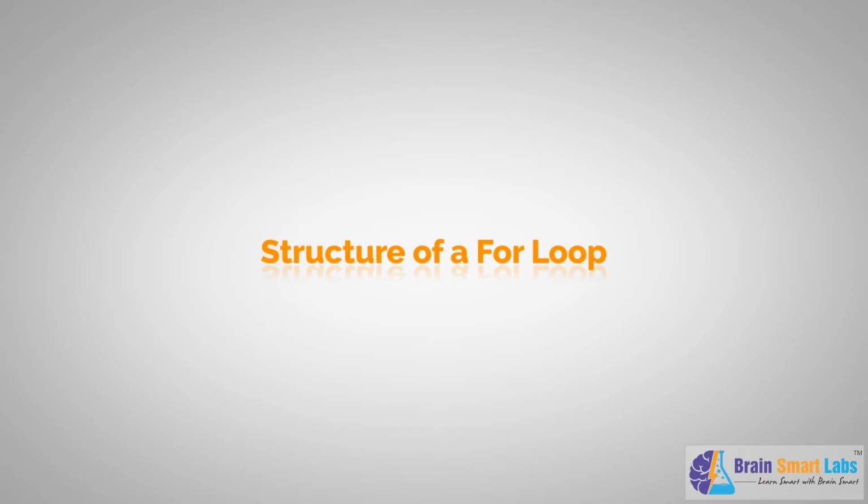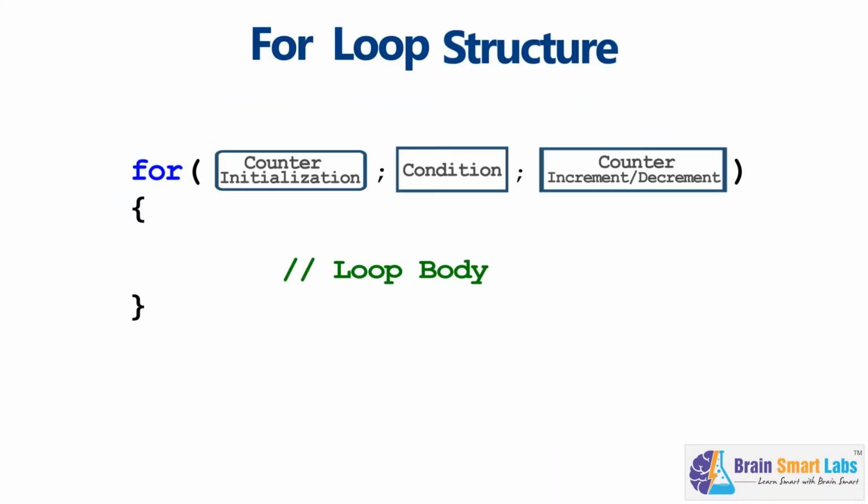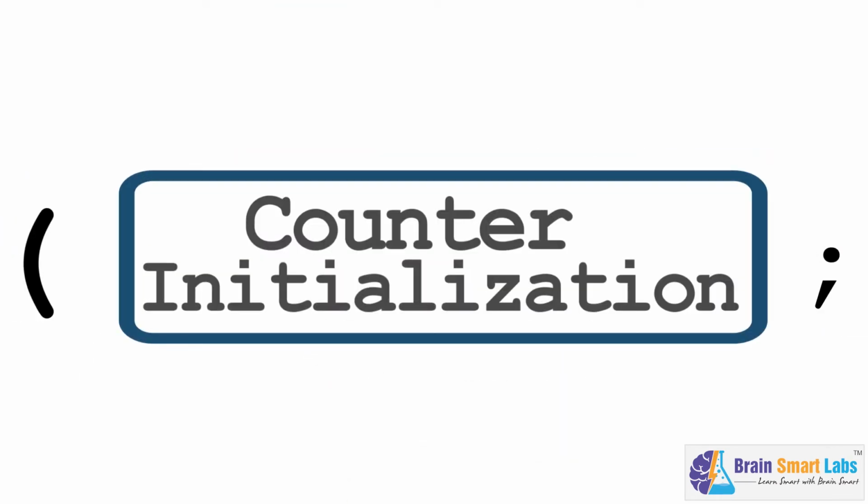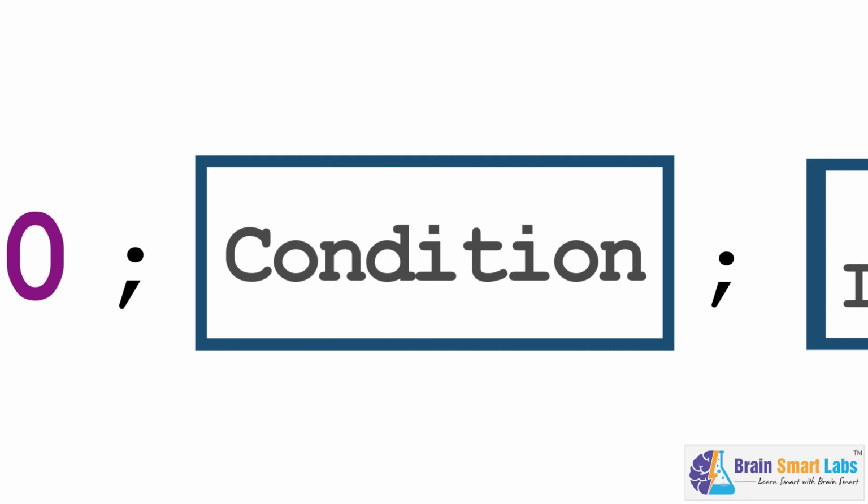Moving on, let us see how a for loop is structured in Java. Structure of a for loop. The for loop in Java is divided into 4 parts. Number 1, counter initialization zone, where a loop counter is declared and it is initially set to a value. Number 2, looping condition zone.